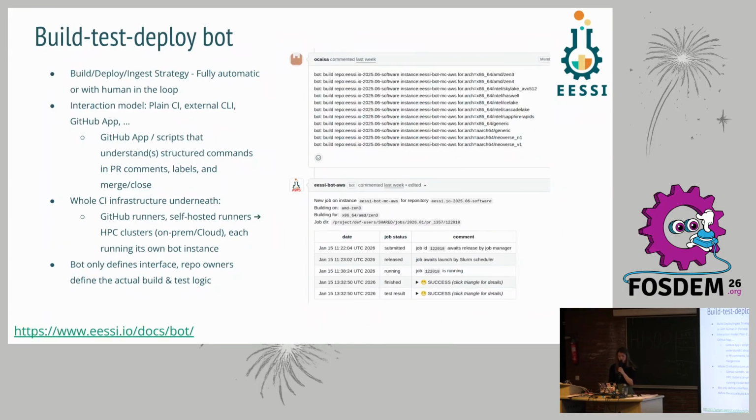Something that also got a lot of love and attention is the build, test, deploy bot. This is the whole CI infrastructure we have for adding software to EESSI. You open a PR to EESSI, and we command the bot to start to build for all the targets we have. The bot will build them, and it will test them because it's important to us. And if everything is okay, the bot will also deploy it into the repository. It's a lot of runners running on a lot of machines that can be HPC clusters, or cloud environments.